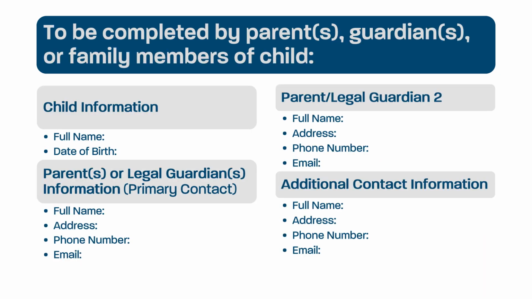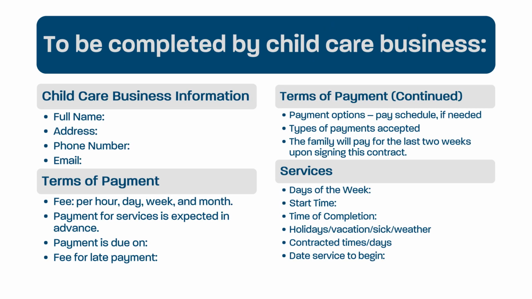The family will complete the next section, to be completed by parent, guardian, or family members of child: the child's full name and date of birth, both parents and/or legal guardians' information, as well as any additional contact information, including full name, address, phone number, and email. The child care business will complete the following: child care business information, full name, address, phone number, email.